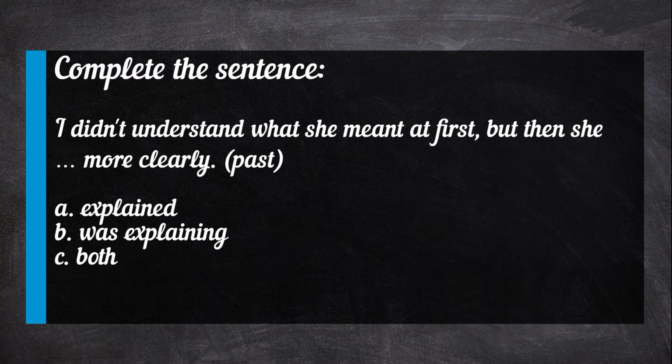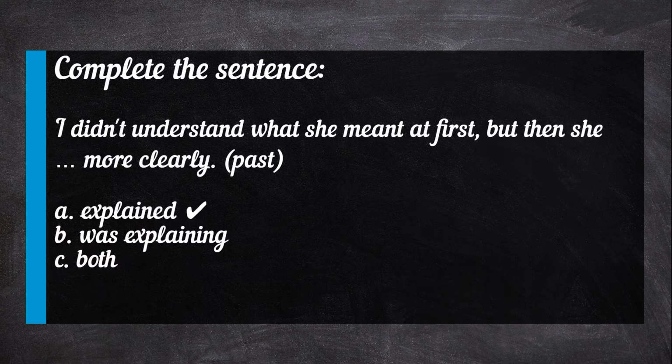Complete the sentence. Right answer is A, explained. Simple aspect is used to describe a general truth, a complete event, a repeated, habitual action, any verb that is not an activity verb.